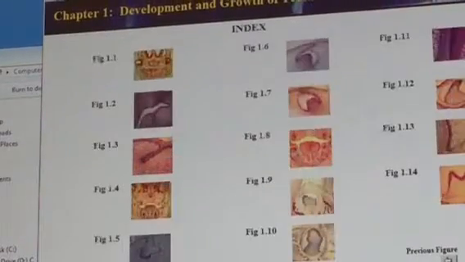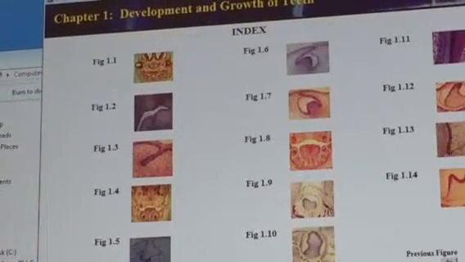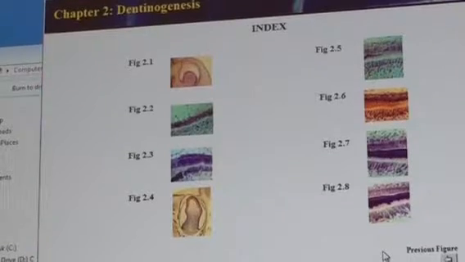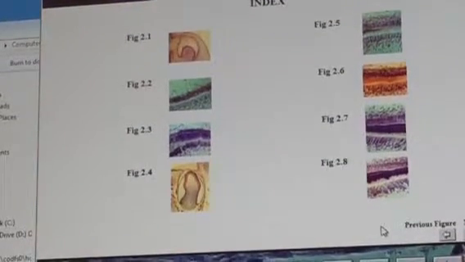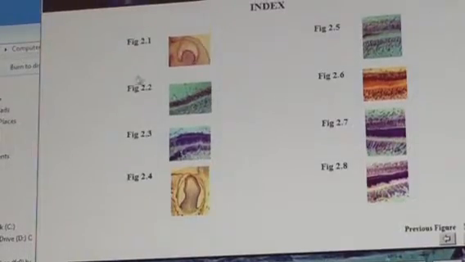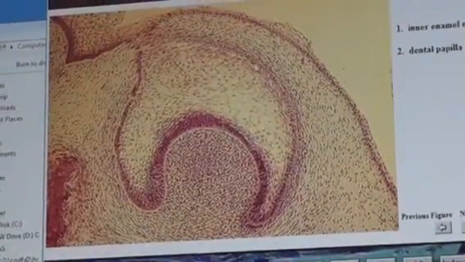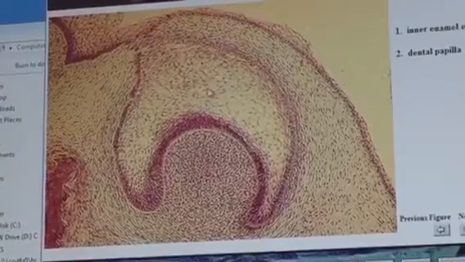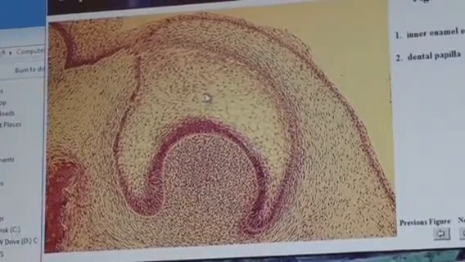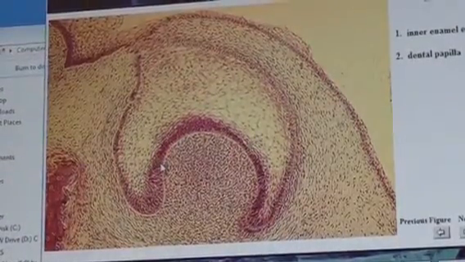Okay, well that's all in that first chapter. So if we go to the second chapter, there really is nothing listed on your handout as far as dentinogenesis goes, but you can see that on all of these slides. Here's cap stage again, no dentin formation going on, but we're setting the stage for that.